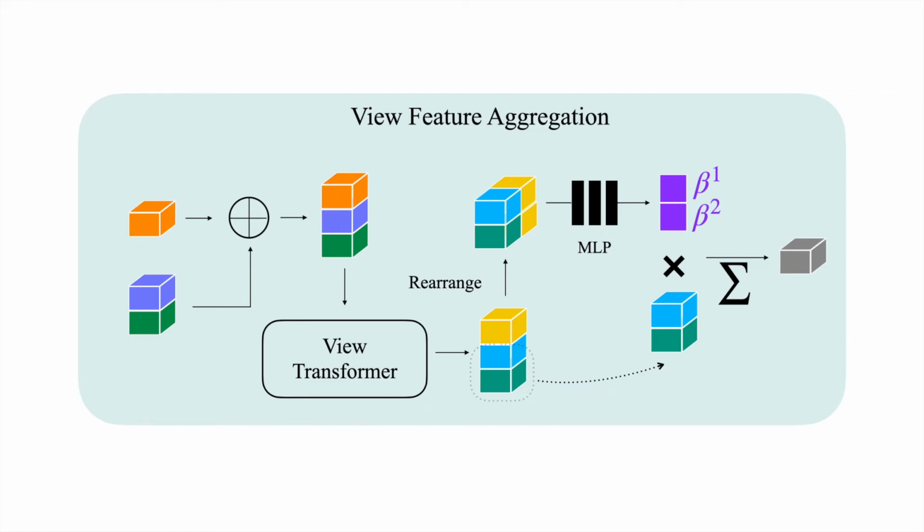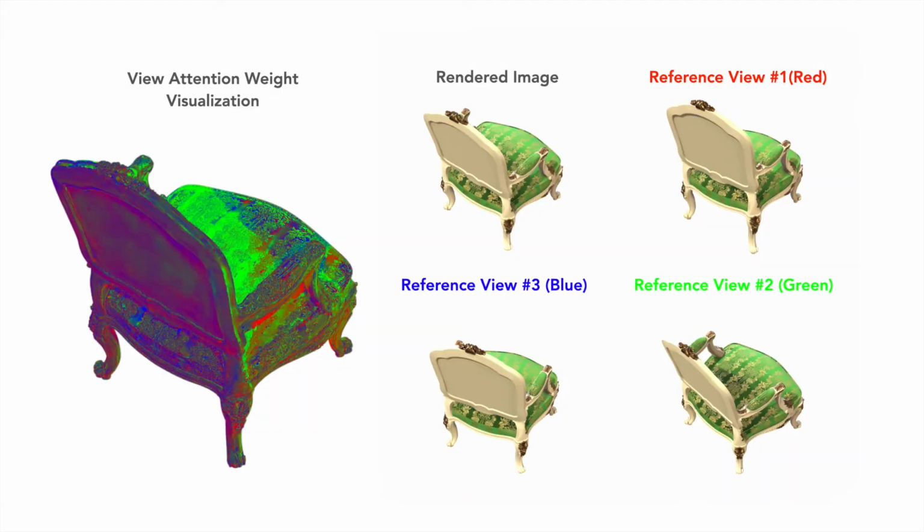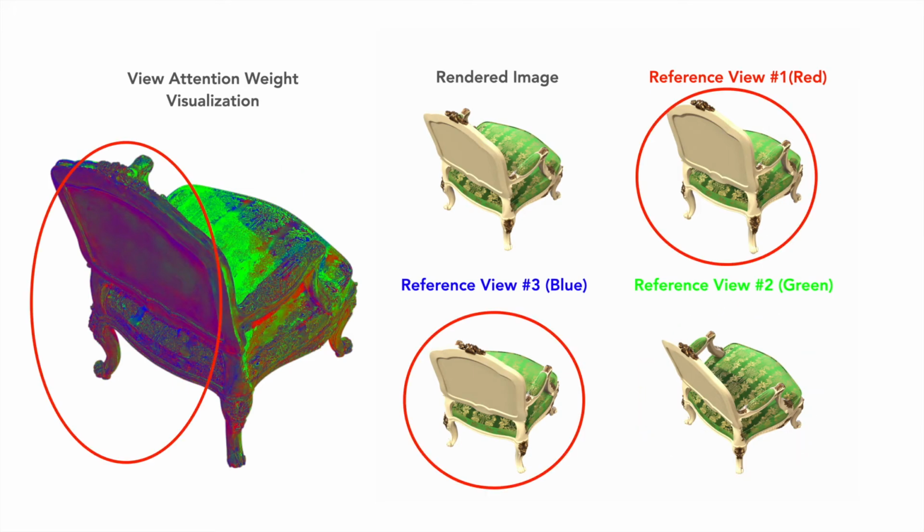Visualizing the attention weights beta shows the occlusion reasoning capability of the model. Here, we show an example of an image rendered from the chair scene with the corresponding weights beta of the 3 views represented as RGB channels. We observe that when rendering the cushion, the model gives higher weight to the reference view in which the region is mostly visible. Similarly, when rendering the back of the chair, the model devotes equal attention to views in which the regions are equally visible.